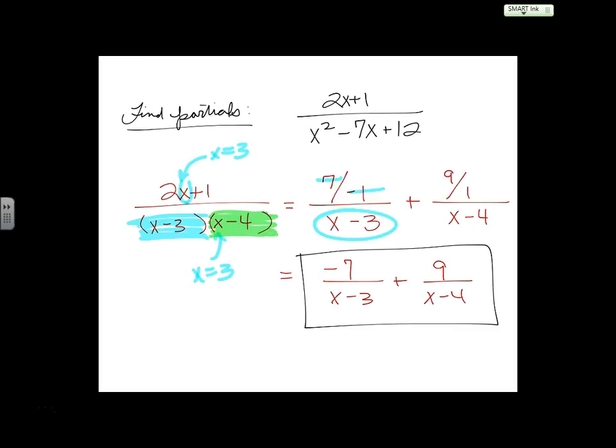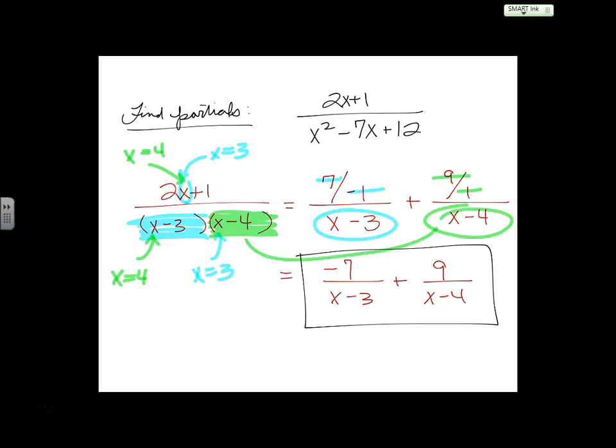Where am I plugging in 4 to? The other x values. 4 minus 3 is 1. Plugging in, 2 times 4 is 8, and 8 plus 1 is 9. 9 over 1 is 9, and why did you go with this guy?